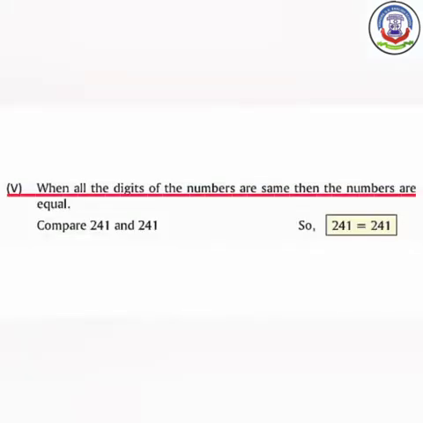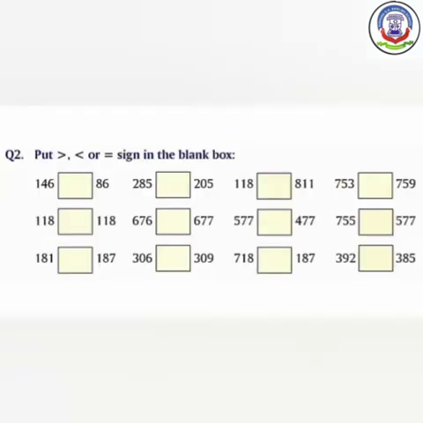Fifth, when all the digits of the numbers are same, then the numbers are equal. जब दोनों साइड 3 डिजिट सेम होते हैं तो हम इक्वल टू साइन लगाते हैं. Compare 241 and 241. So here at the hundreds, tens and ones place numbers are same. So 241 is equal to 241.